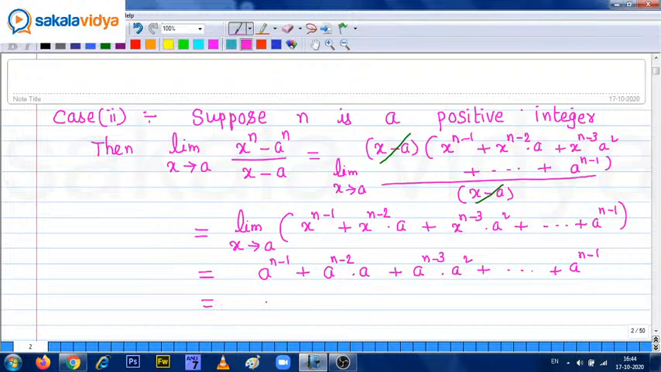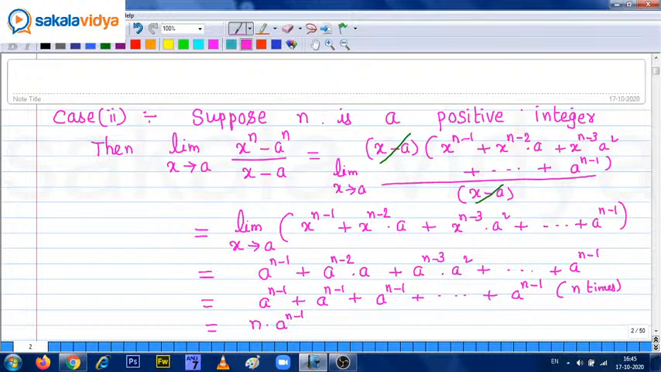See, this is a to the power of n minus 1 plus a to the power of n minus 2 into a. a to the power of m into a to the power of n is a to the power of m plus n, so n minus 2 plus 1 gives n minus 1. Here also a to the power of n minus 1, and so on, you will be getting a to the power of n minus 1. Now you need to check how many terms there are. Obviously it will be n terms. So the same number is added n times. So that means you get n times a to the power of n minus 1.